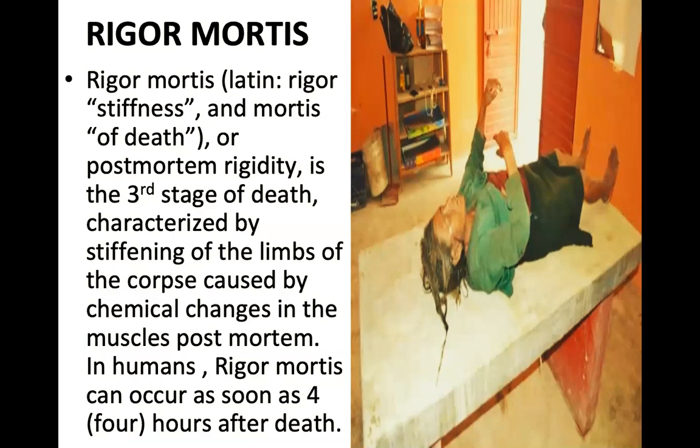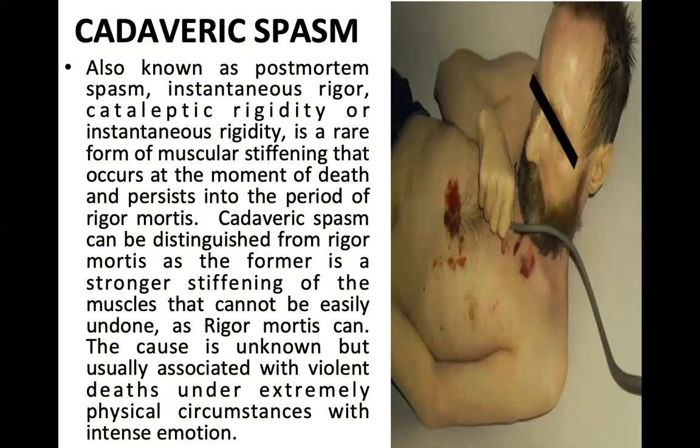Rigor mortis. From the Latin word rigor, which means stiffness, and mortis, death. Stiffness of death. Post-mortem rigidity is the third stage of death, characterized by the stiffening of the limbs. Later on, we will discuss more thoroughly rigor mortis when we come to the different signs of death. Cadaveric spasm, also known as the post-mortem spasm. Instantaneous rigor or cataleptic rigidity is a rare form of muscular stiffening that occurs at the moment of death. Tingnan nyo, class. Meron siyang hawak, di ba? Hawak niya yan nung namatay siya.